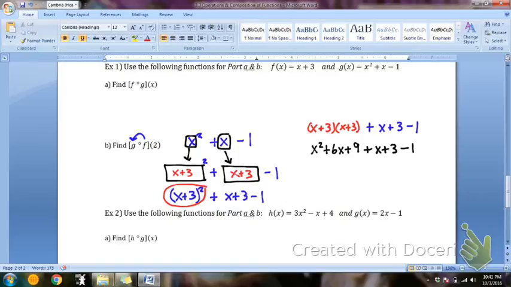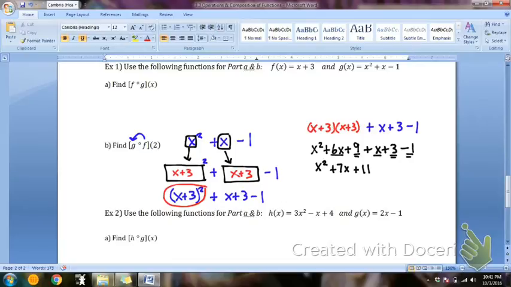Now we are at the point where we can combine like terms. So x squared stands alone. I have a 6x and an x, which gives me 7x. Then I have 9 minus 1. 9 minus 1 is positive 8. Oops, I forgot that 3. 9 plus 3 is 12. 12 minus 1 is 11.